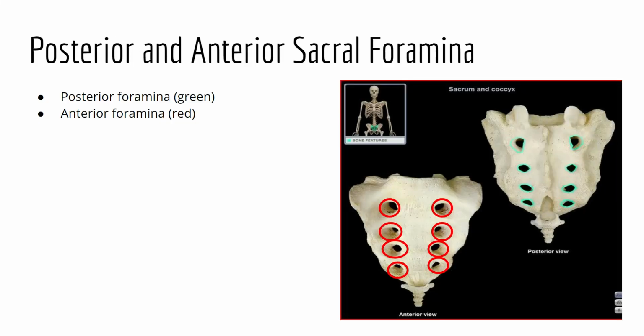Now we have the posterior and anterior sacral foramina. I have highlighted the posterior foramina in green and the anterior foramina in red. The sacrum contains 4 pairs of foramina, and these foramina allow for spinal nerves to pass through.